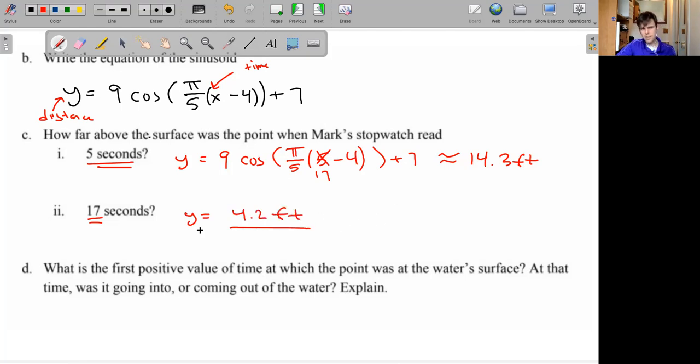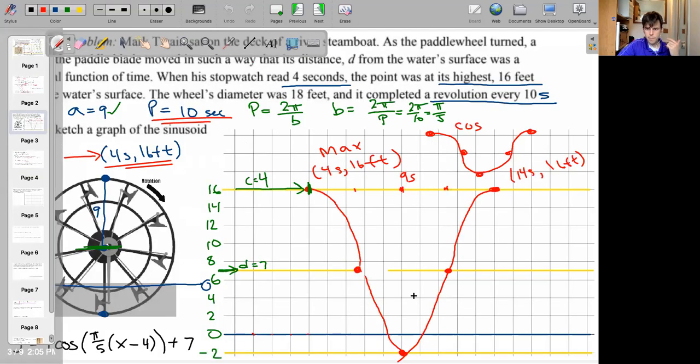4.2, let's just take a look at this on the graph and see if that does indeed look like what would make sense to us. 4.2 feet. So I'm going to go back a page here. At 17 seconds, so this is 14, 15, 16, 17. So we're looking right here at 17 seconds.